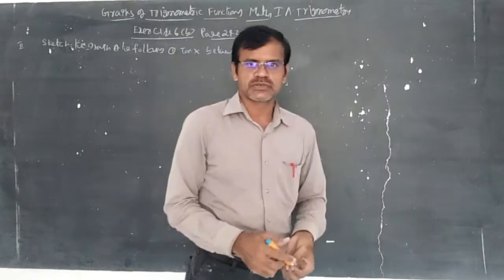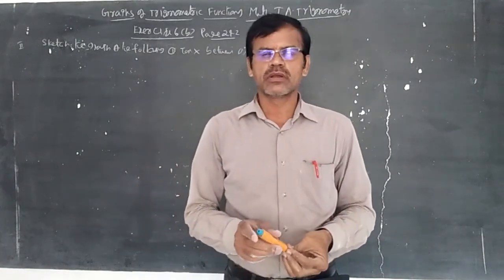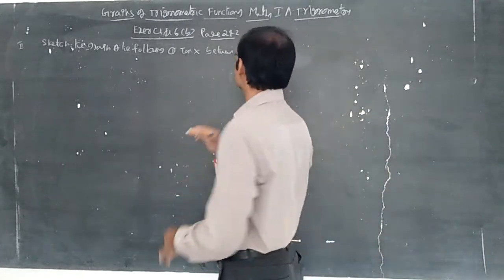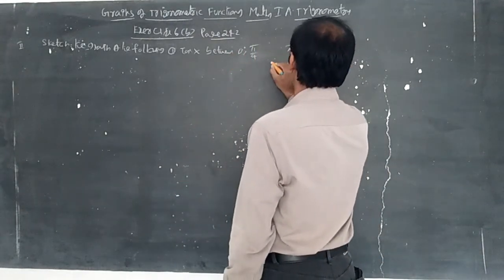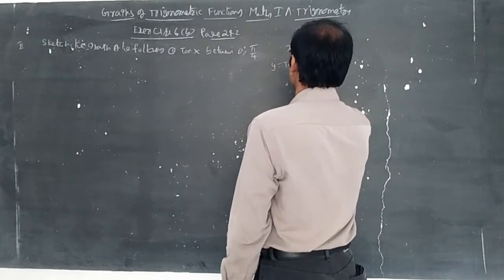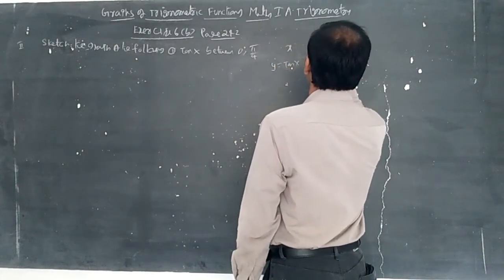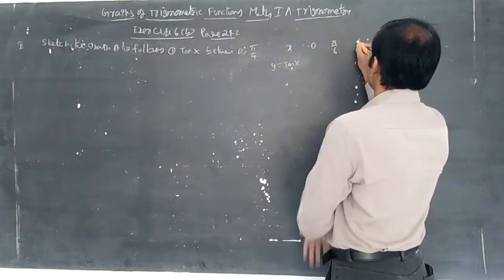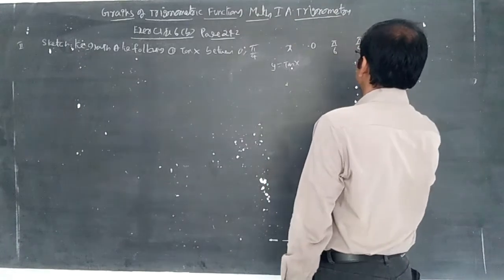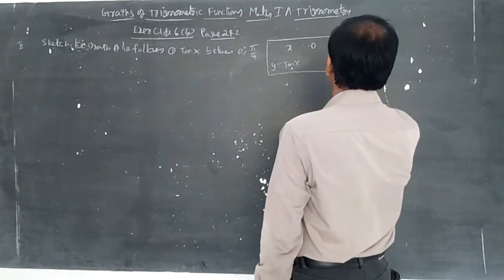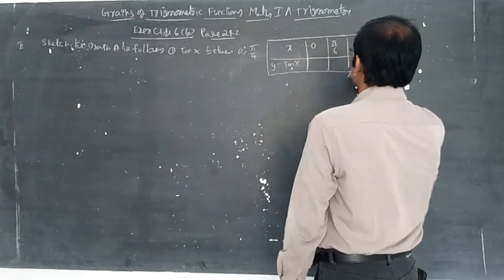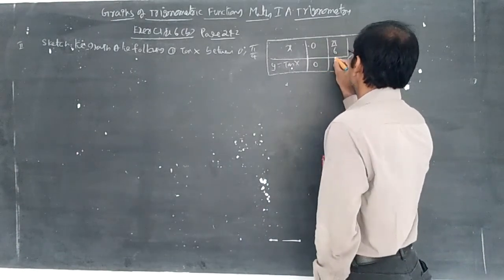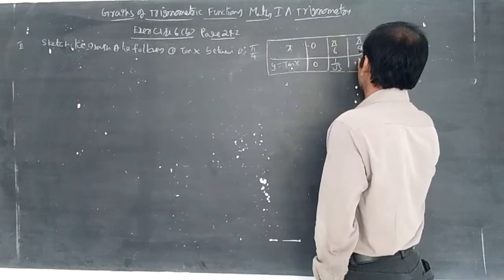So, known values from the trigonometric table: we consider 3 values, 0, pi by 6, pi by 4, it is enough. Only 3 values. Here y is equal to tan x. 0, pi by 6, that is 30 degrees. Pi means 180, 180 by 4 means 45. Enough, only 3 values to take for the graph. We know from the trigonometric table tan 0 is 0, tan 30 is 1 by root 3, tan 45 is 1.